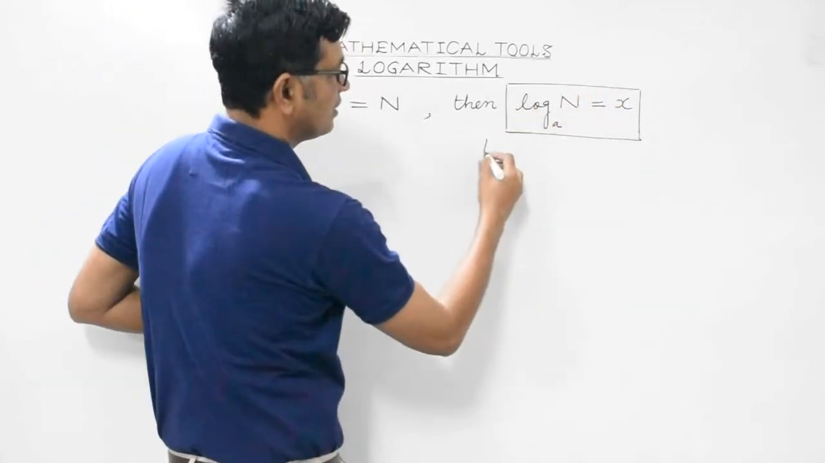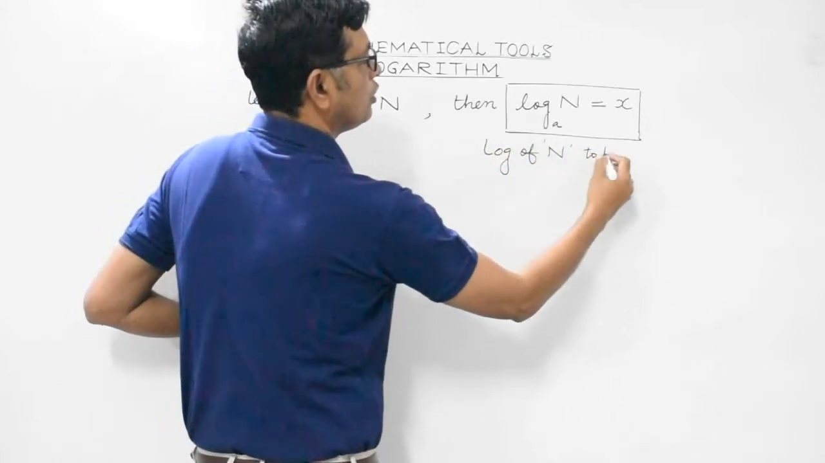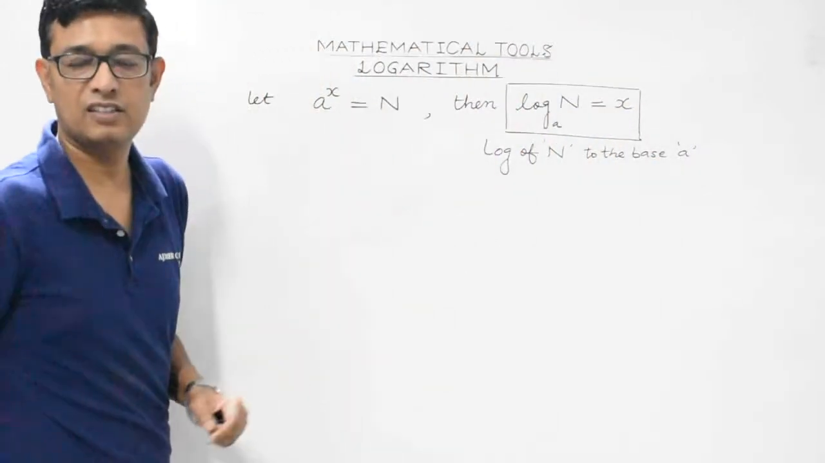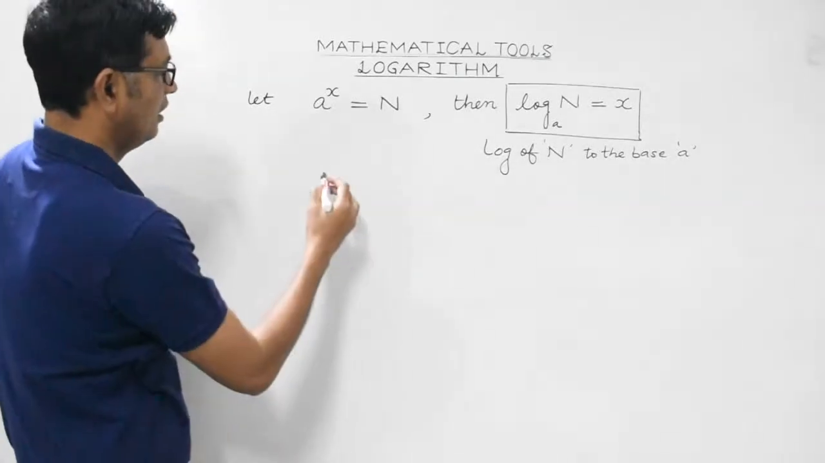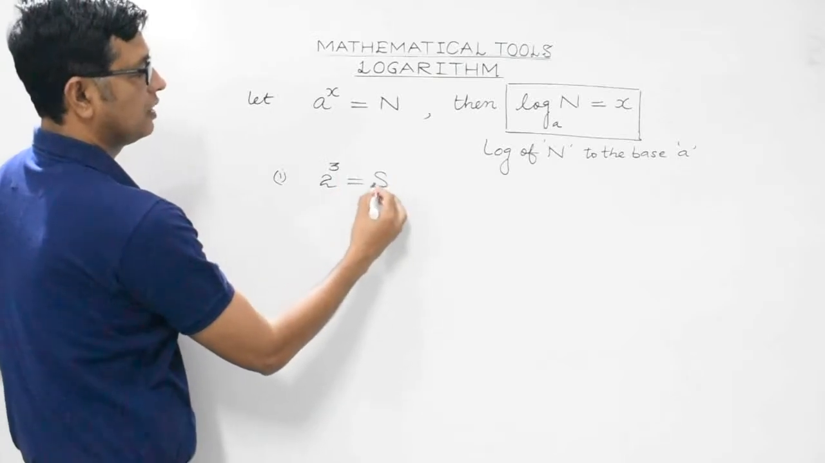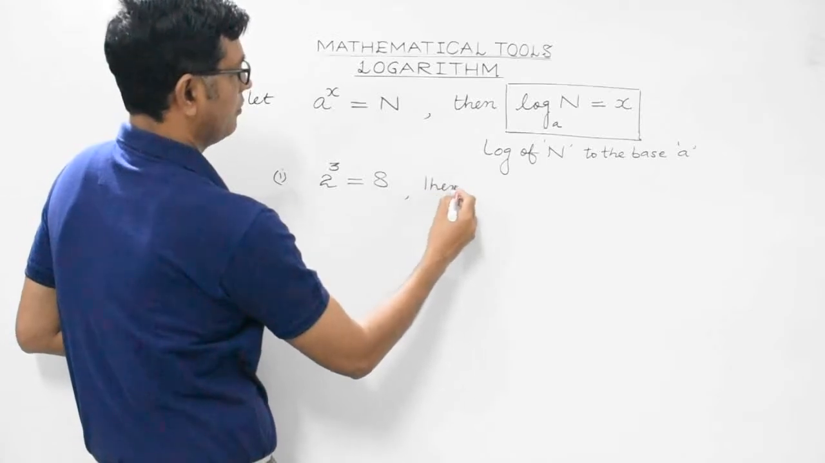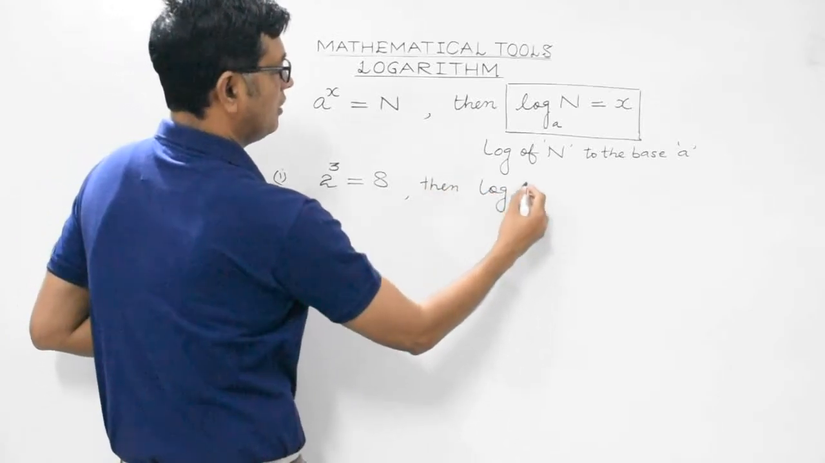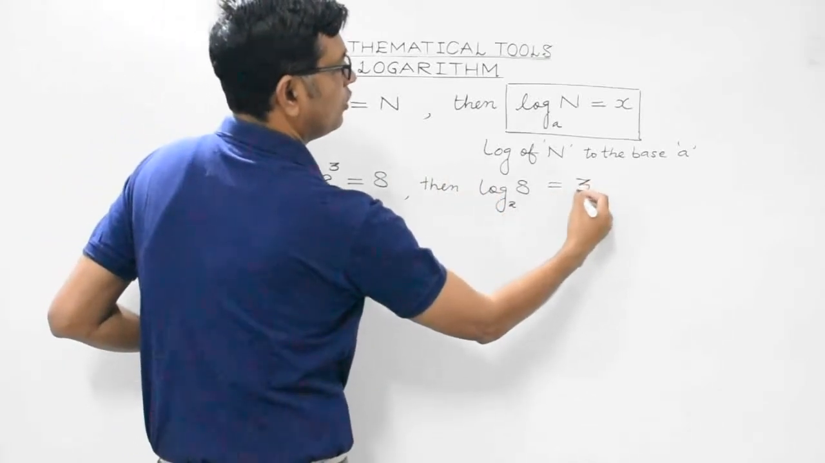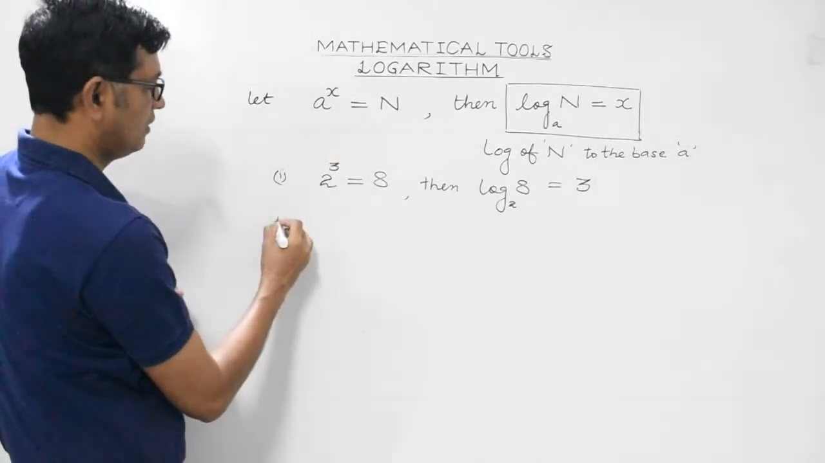This is read as log of n to the base a, and that will give us x. I'll give you some examples. Suppose, first example, 2 to the power 3, we are aware it's equal to 8, no doubt regarding that. Then log of 8 to the base 2 would be equal to 3. Understood, students? Let's discuss some other examples as well.